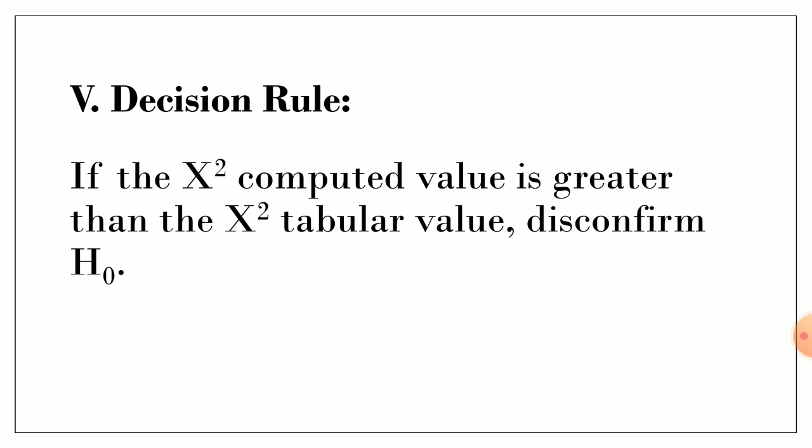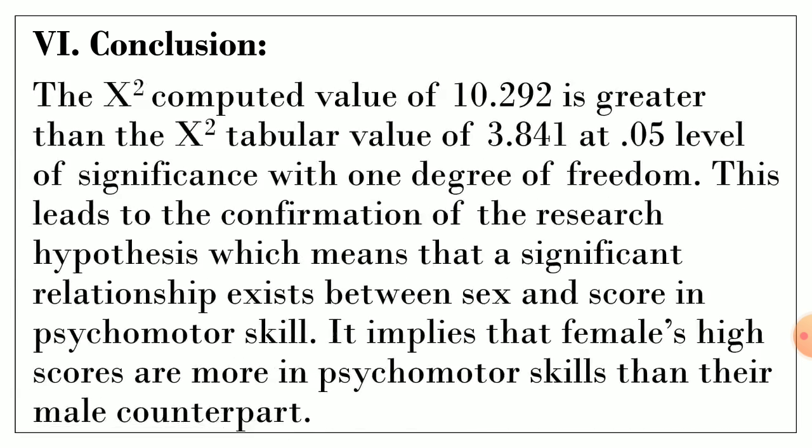Next is the decision rule. If the chi computed value is greater than the chi tabular value, this confirms the research hypothesis. Next is the conclusion. The chi-square computed value of 10.292 is greater than the chi-square tabular value of 3.841 at 0.05 level of significance with 1 degree of freedom.